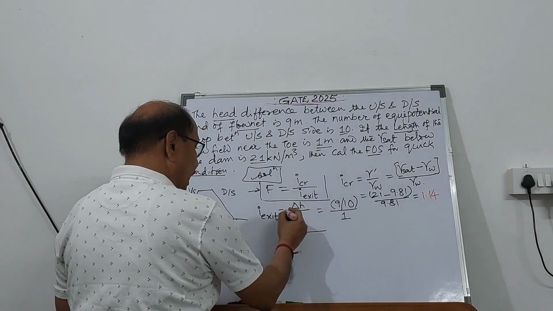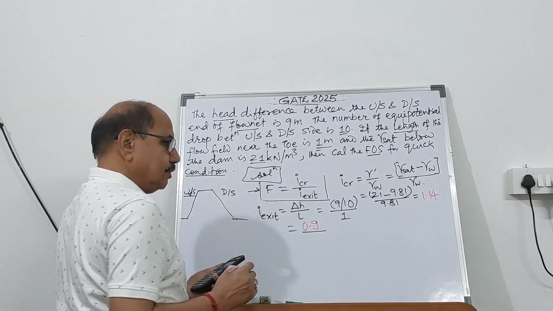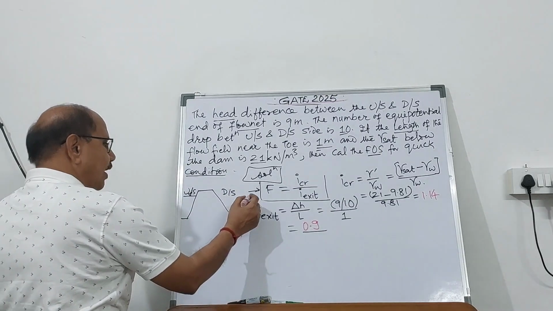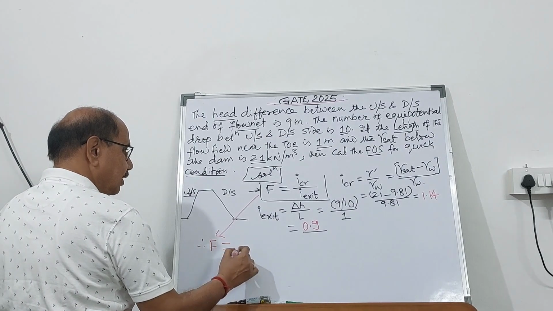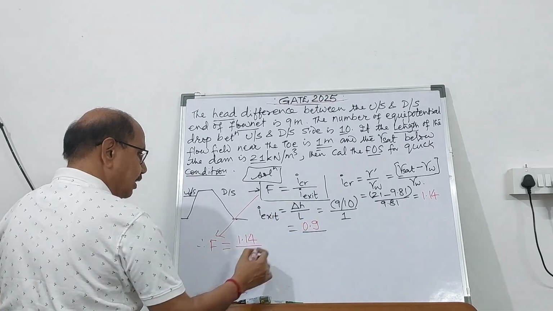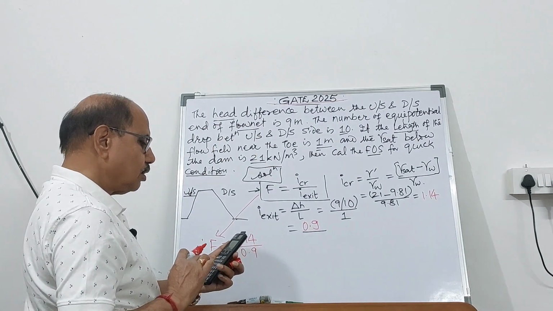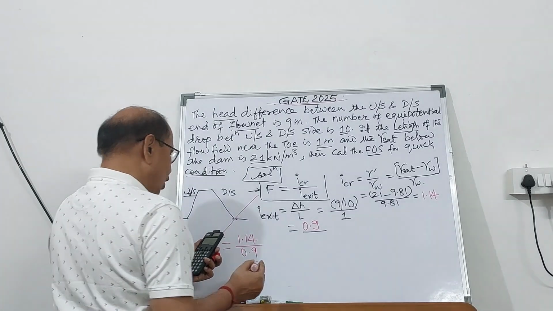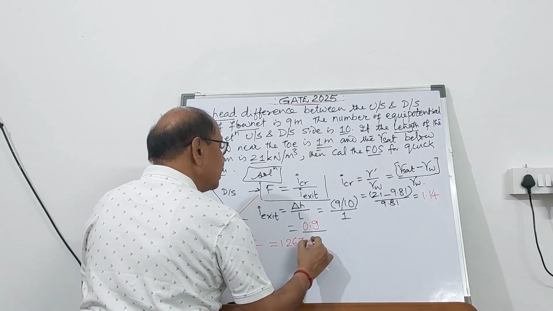This is the value of i critical, and i exit is 0.9. So naturally, I can find out now the factor of safety. Therefore, the factor of safety equals 1.14 divided by 0.9, and this is giving you 1.267. This is the answer.